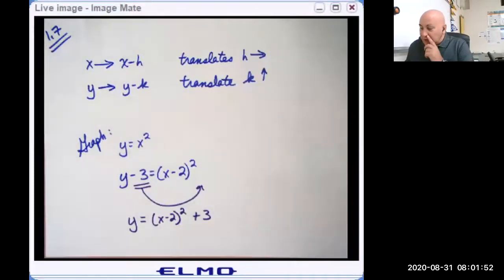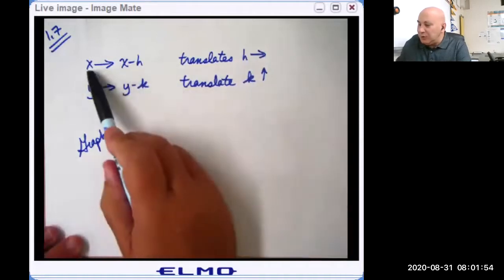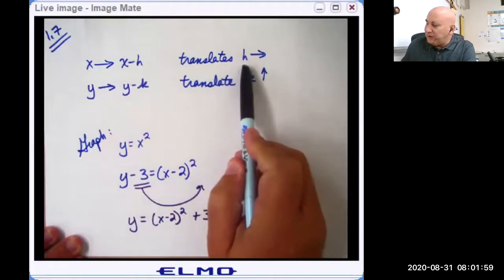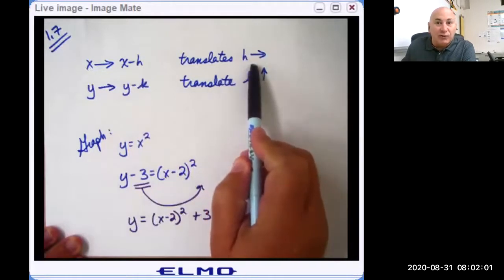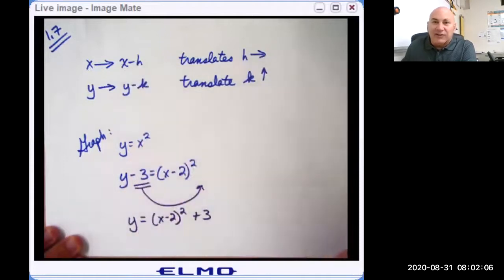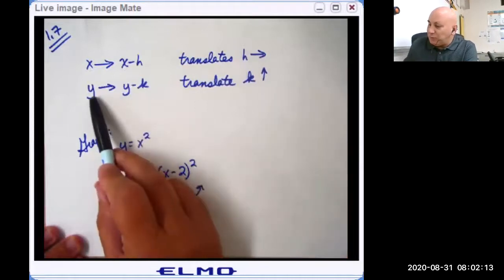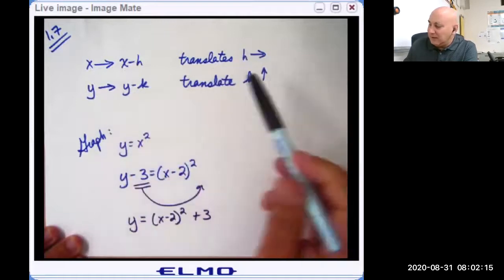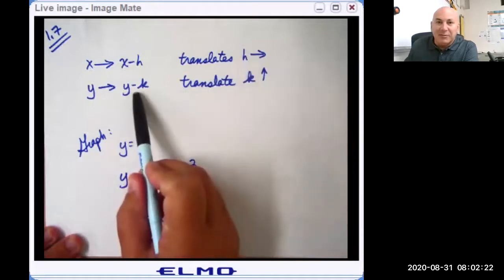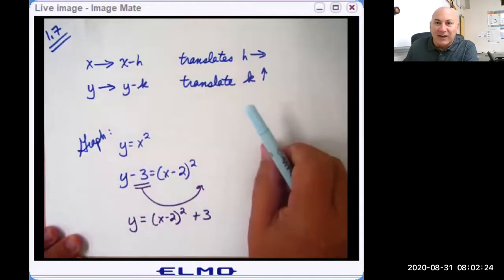So this part should all be review. Whenever we replace x with x minus h in a function, we're going to translate the function h units to the right. So if it's x plus h, that's the same as x minus negative h, so that would move it to the left. Same when we replace y with y minus k, it translates our entire function k units up, and if it's y plus k, that would be the same as y minus a negative k, that would move things down.